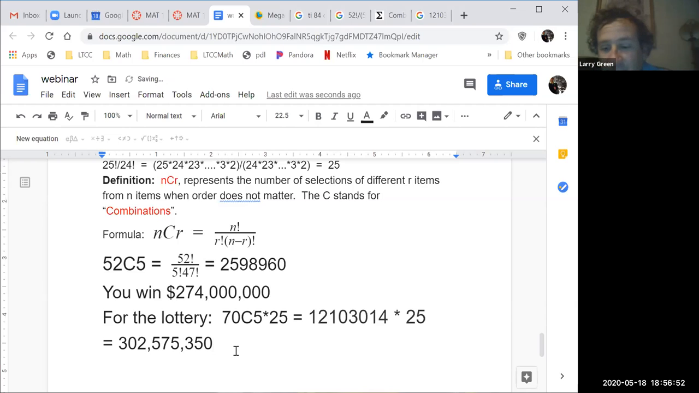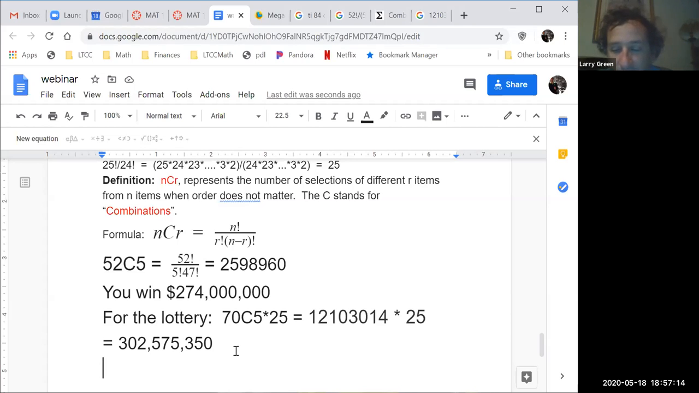Any questions on this little lottery example with combinations? Okay, so if you ever want to find out how many ways there are of selecting a certain number of individuals out of a bigger group, and order doesn't matter, then it's always going to be this nCr.